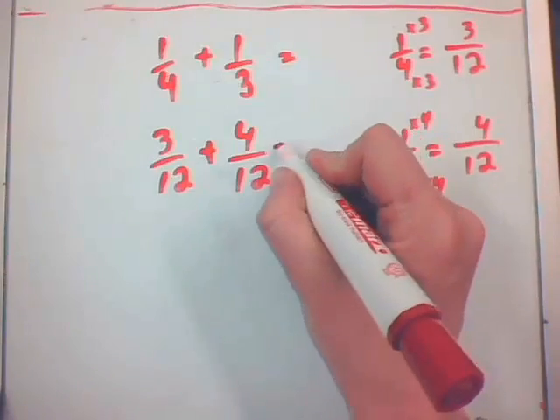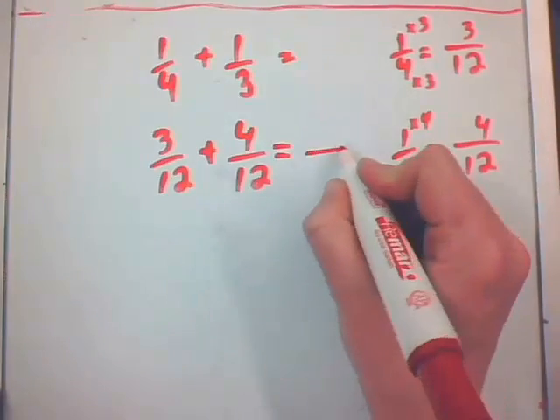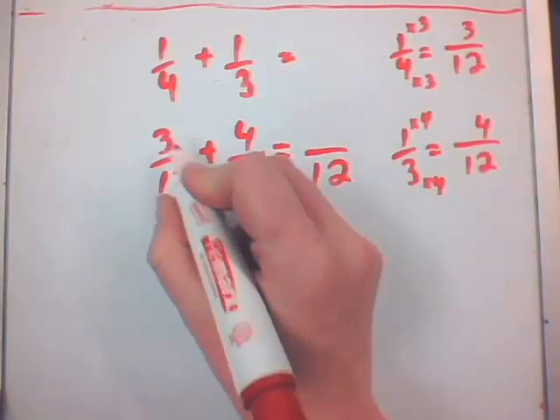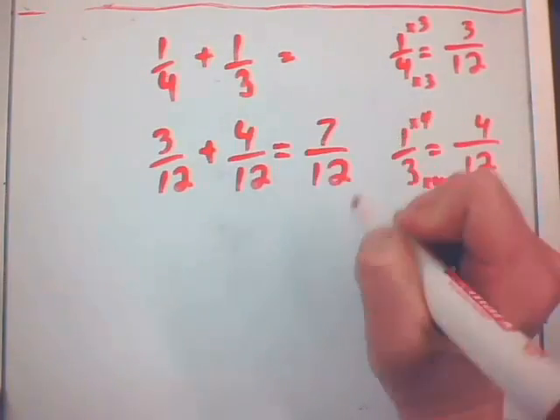Now all I have to do is find the answer. My denominator stays the same, so it stays 12, and I go 3 plus 4, and I get 7.